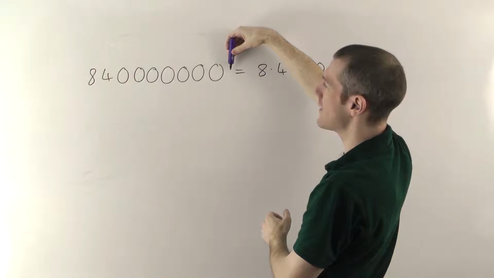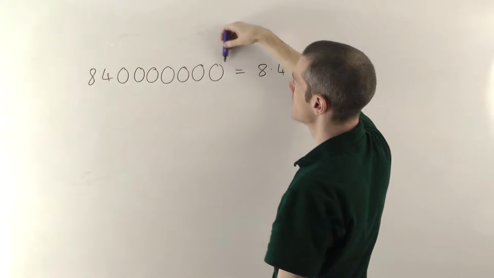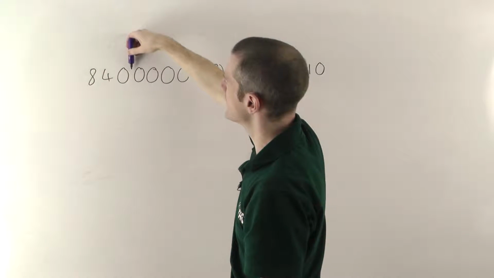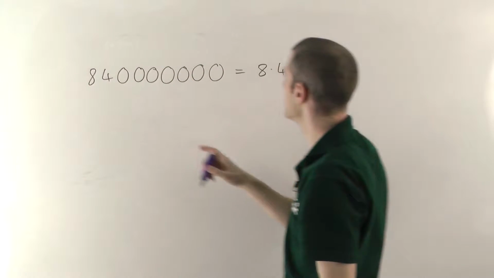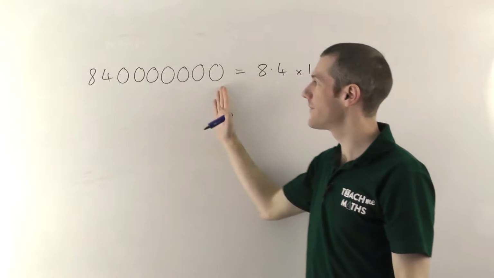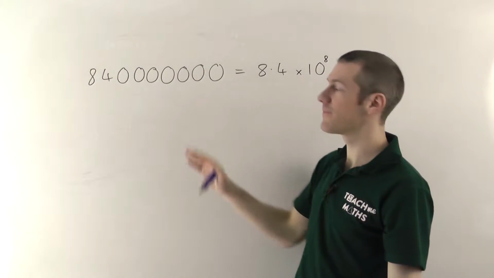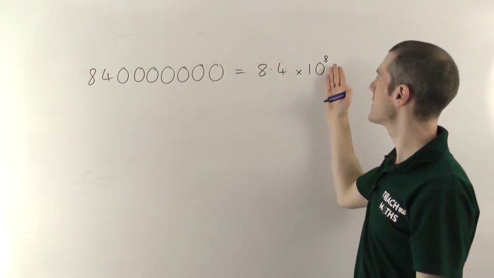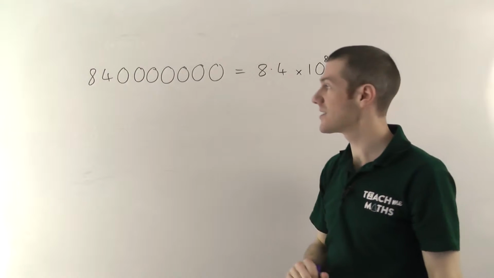So from the end you just count until you get between the 8 and the 4. So 1, 2, 3, 4, 5, 6, 7, 8 times. So the power of the 10 here is 8. So in standard form, 840 million is 8.4 times 10 to the 8. And that's how you do it.